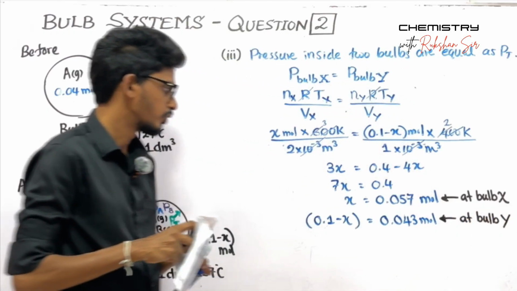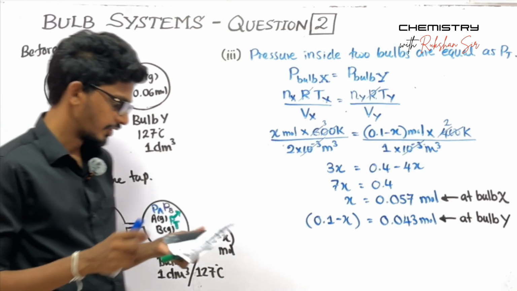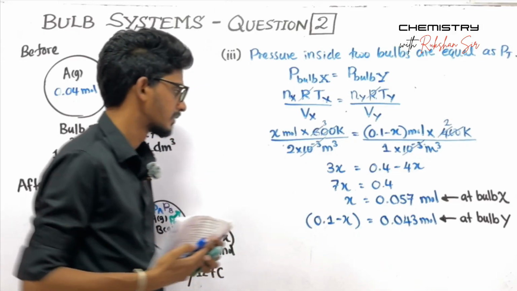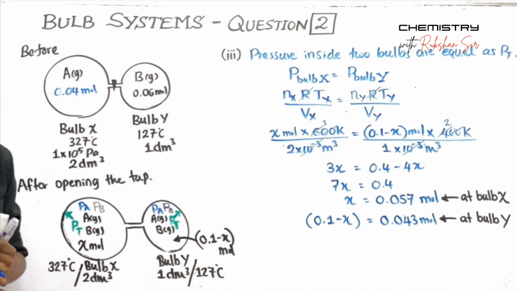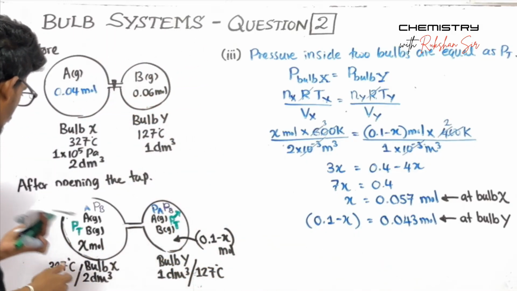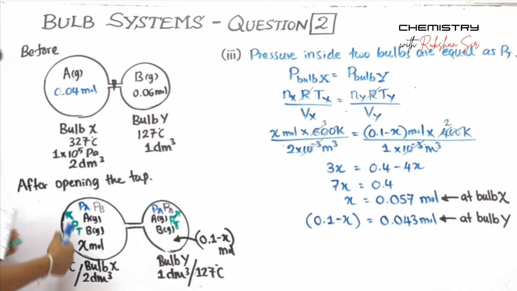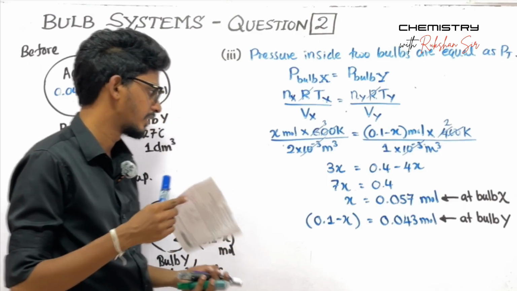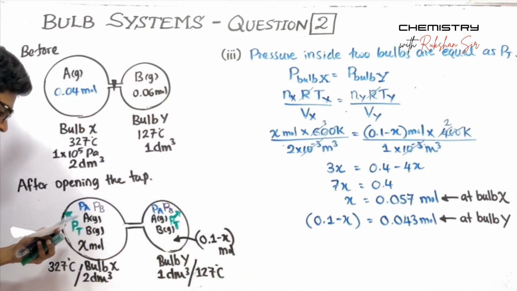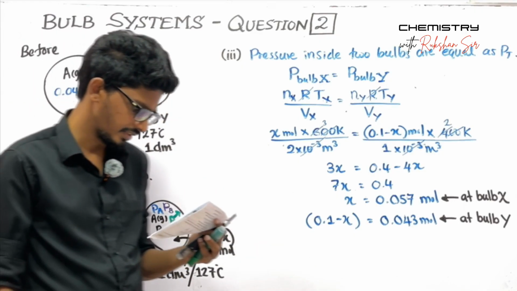Right? Those are the two answers for Roman number 3: the number of moles at bulb X and bulb Y. So we had found the numbers as 0.057 and 0.043. Okay, done. What else do they ask you?